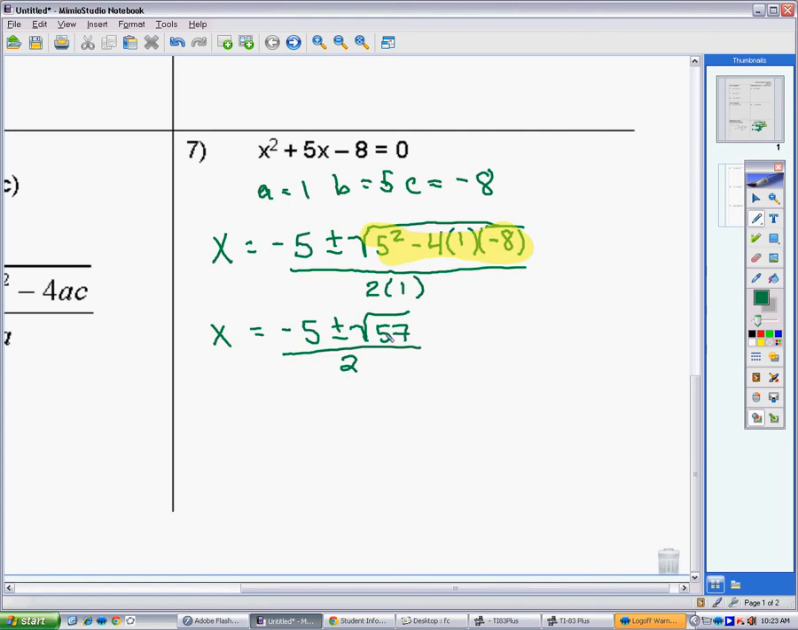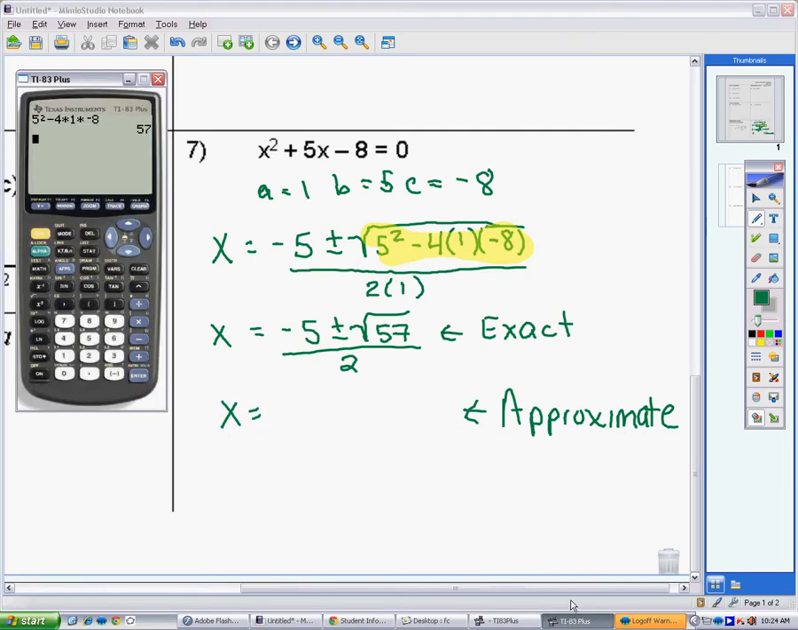Now this 57 tells me how many solutions I'm going to have. It tells me I'm going to have 2 solutions. This is what we call our exact answer. This is the exact answer because square root of 57 can't be simplified any further at this point. But we're also going to have approximate answers. And we are going to evaluate that out and calculate the approximate values.